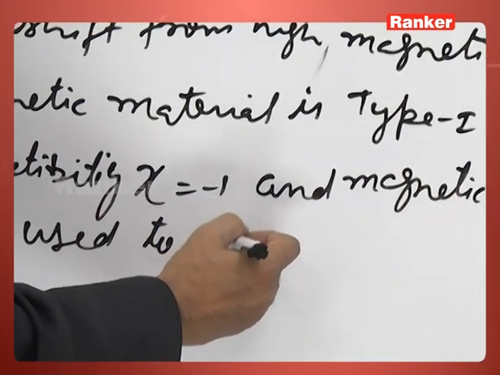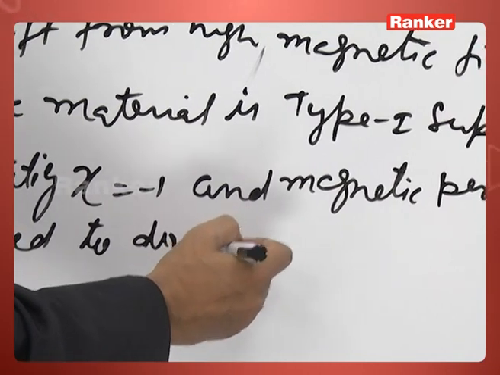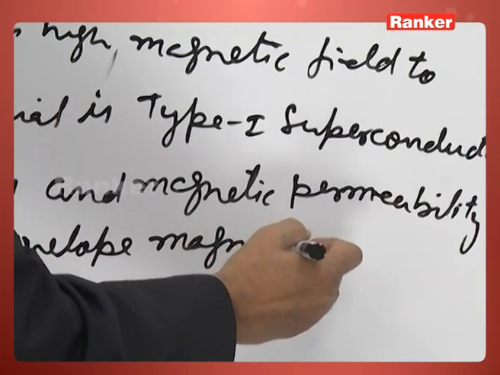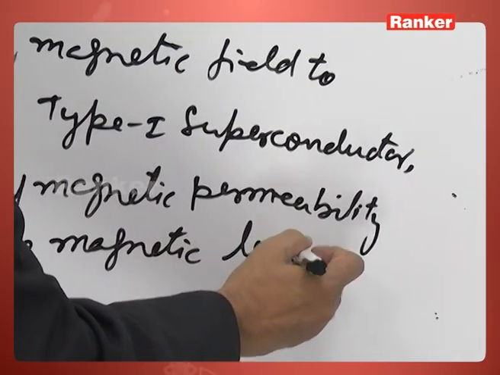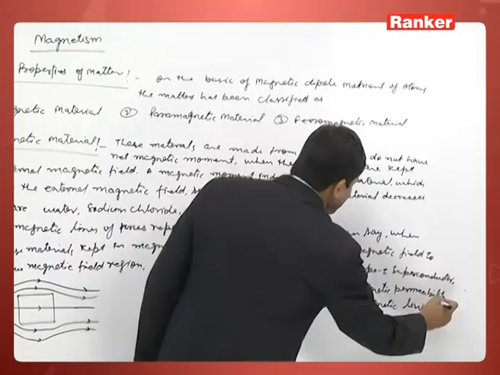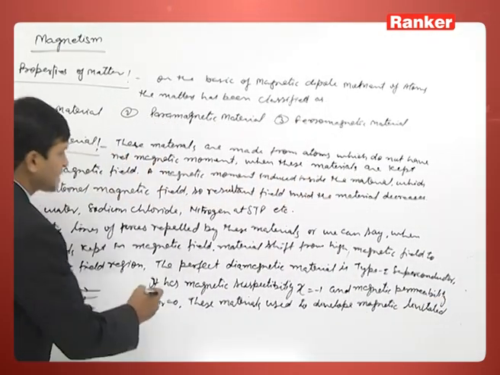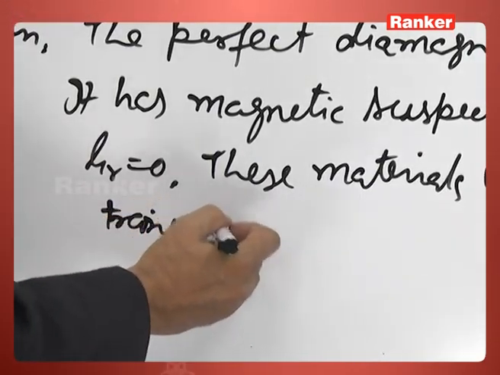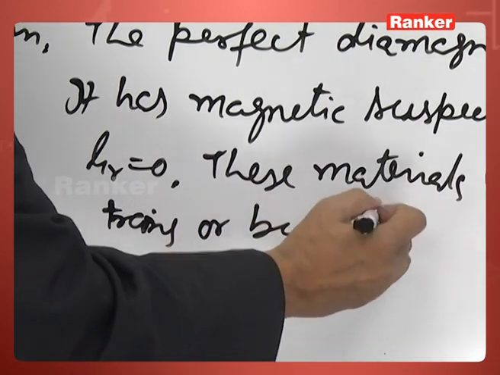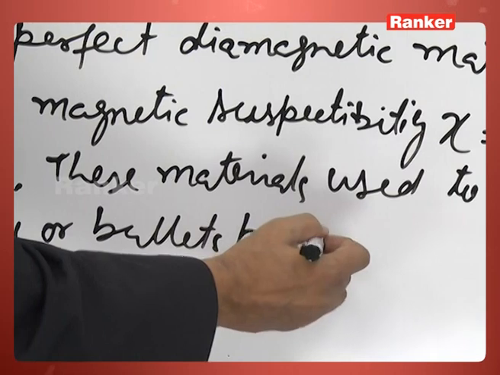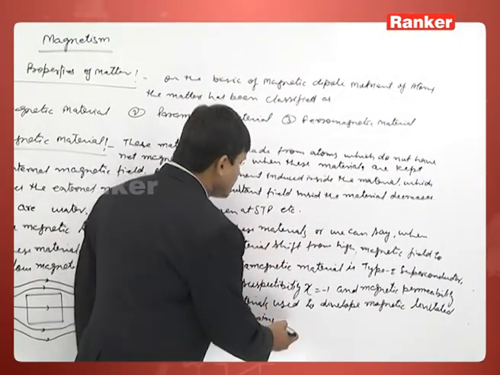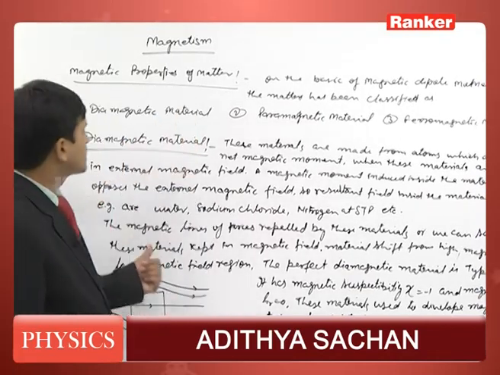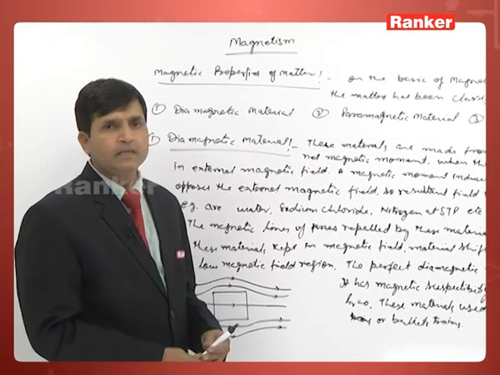These materials are used to develop magnetically levitated trains, or bullet trains. So this is the basic idea about diamagnetic material.